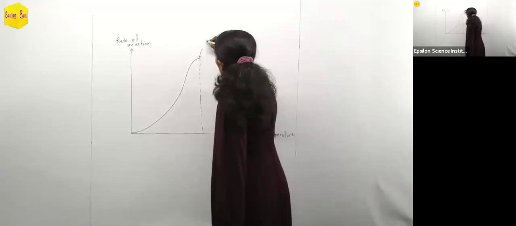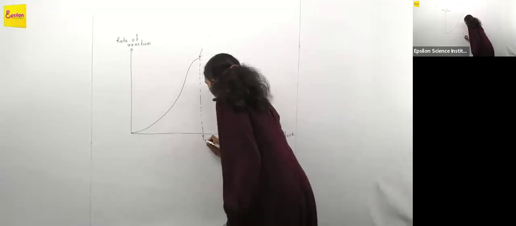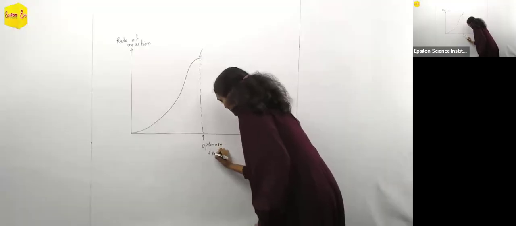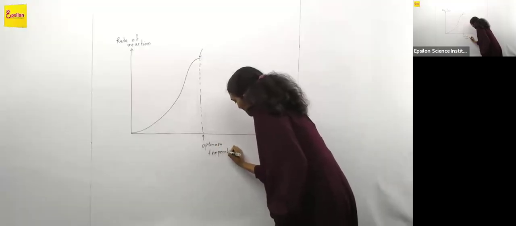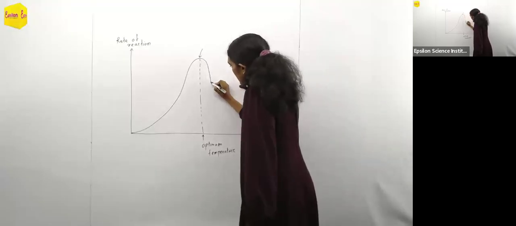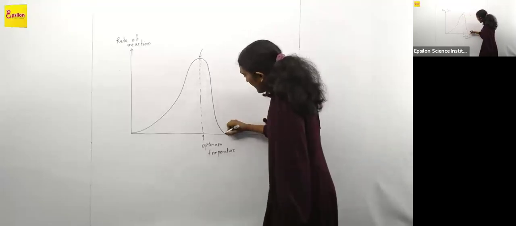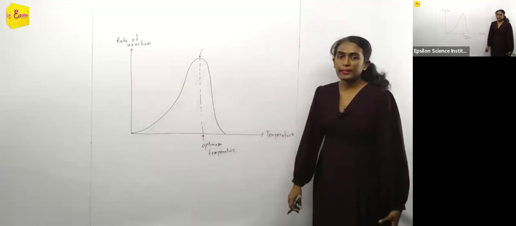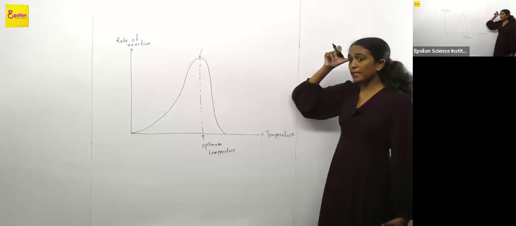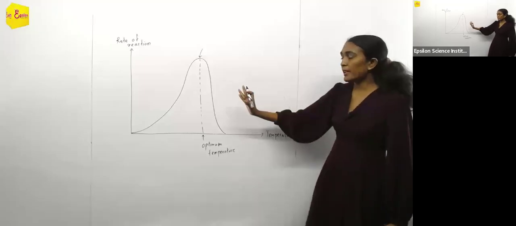So this is the optimum temperature. You have to mark the optimum temperature over here or here. After that, there's a rapid decline. It should look like this. Some have done symmetric graphs also when I'm marking the papers. That is wrong, right? This is an asymmetric graph.